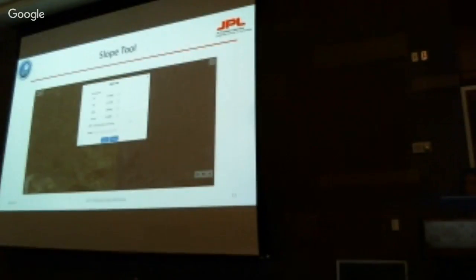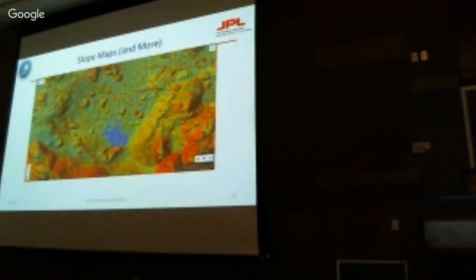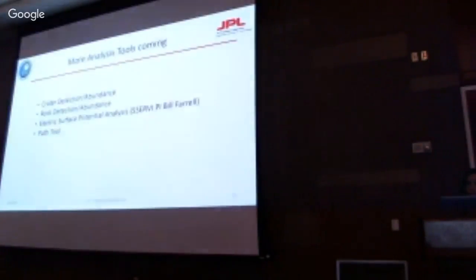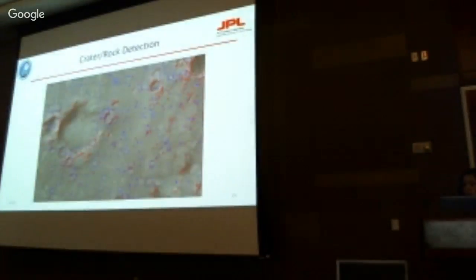Another tool example is the slope tool. Once you use this tool for a specific area, you'll be able to get a contour map. And there are also other maps already generated or produced by the moontrack as well. There are other analysis tools coming, for example, I mentioned crater and rock detection. Here is just a preview of the results that you might get from those.